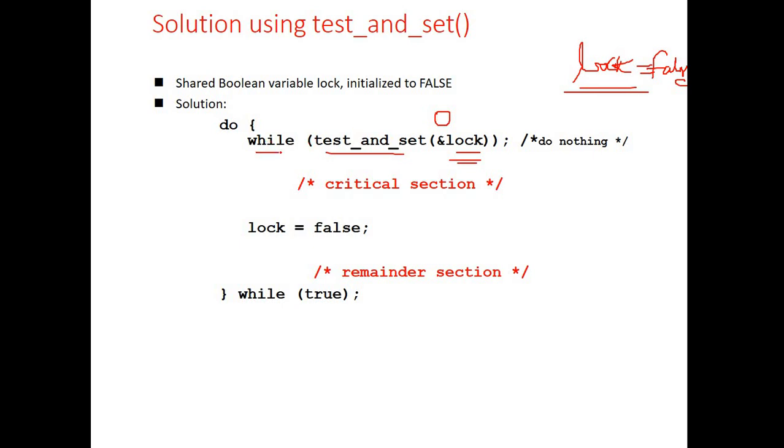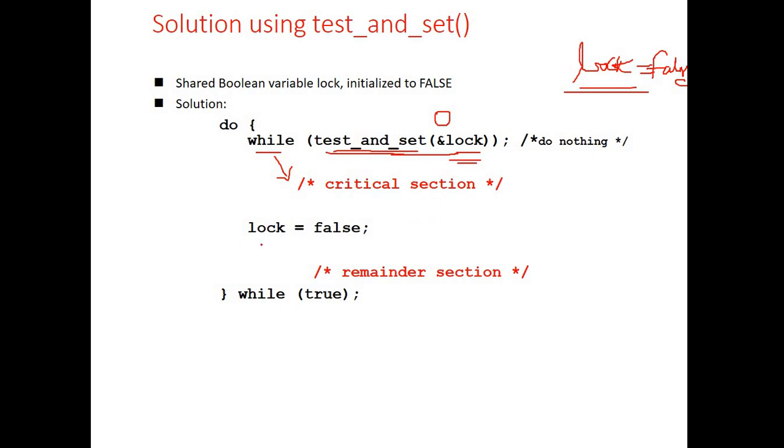Now this while condition is testing the return value. If the return value is 1, the while loop repeats. If the return value is 0, the while loop terminates. So therefore, 0 indicates that no other process is using that lock variable. So therefore, the while loop terminates. The process will get access to the critical section.